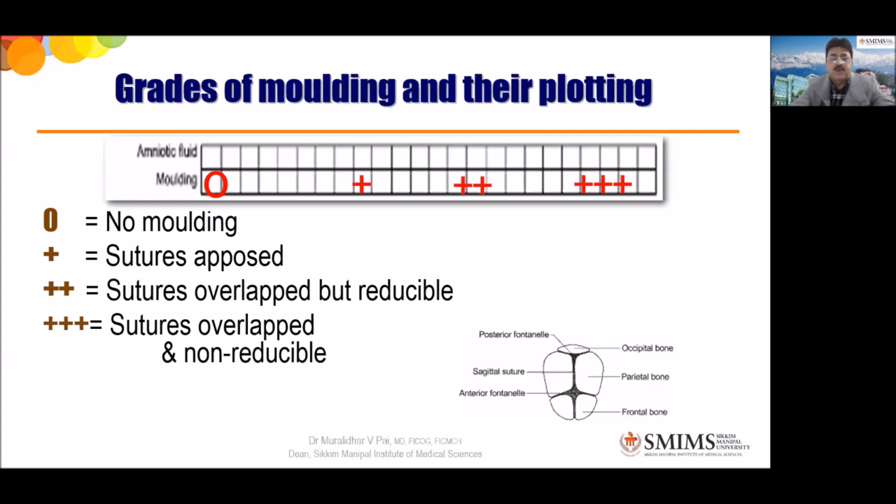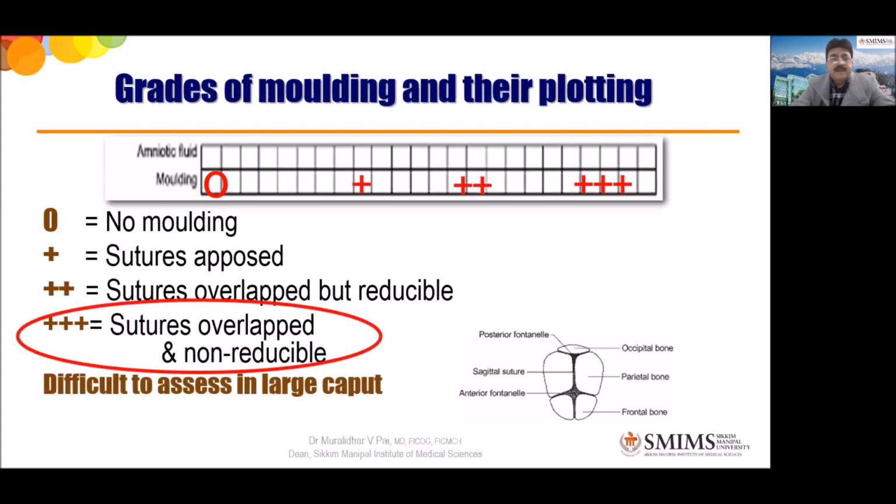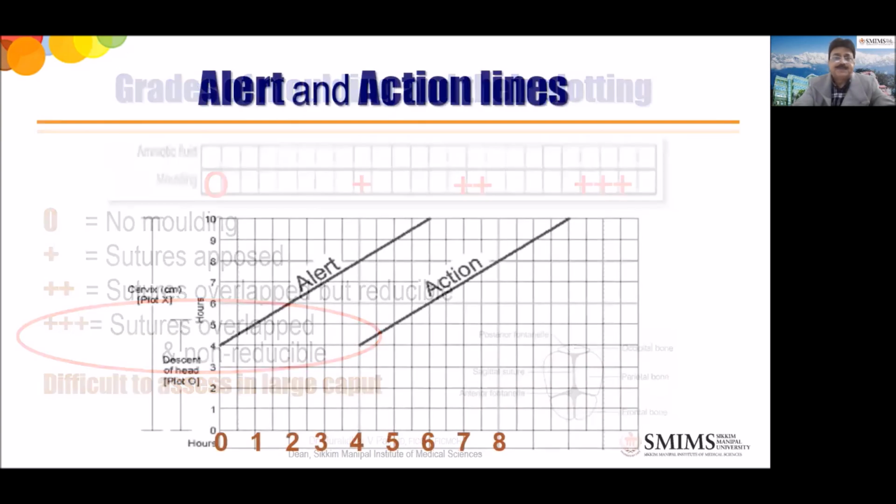This is pathological moulding. That means there is a CPD. If not at the inlet, maybe at the mid pelvic level, which is rare, but still it is possible. A good doctor, a prudent doctor, will take her up for section at this stage, will not allow the labor to progress any further. Difficult to assess the moulding if there is a large caput. A large caput itself suggests that there is probably obstructed labor.